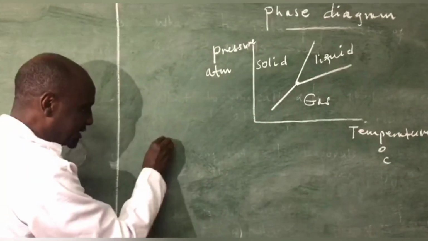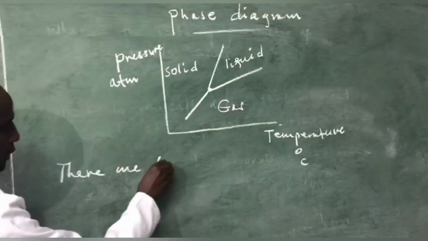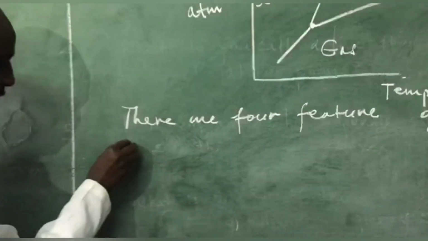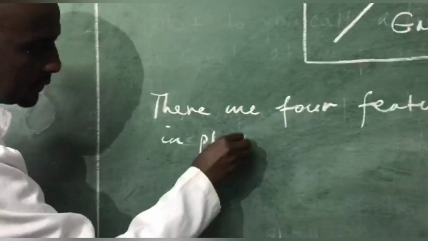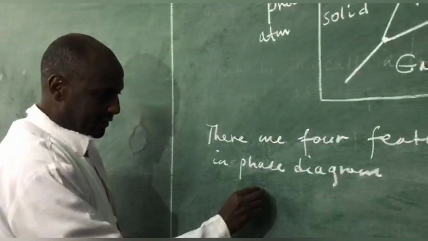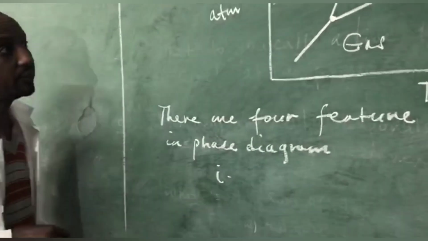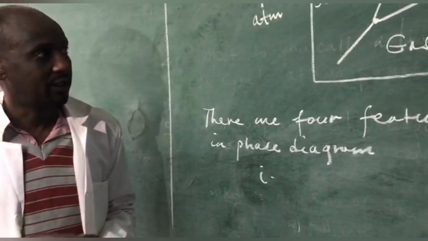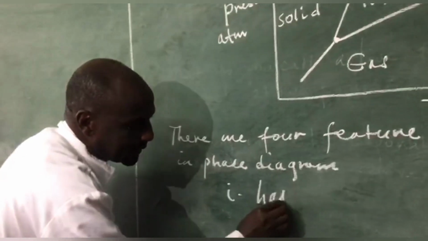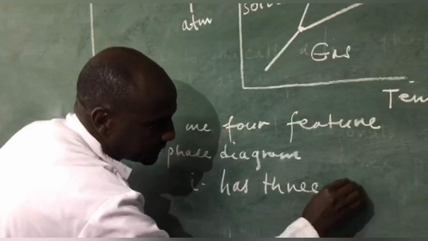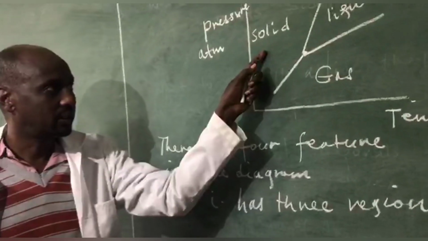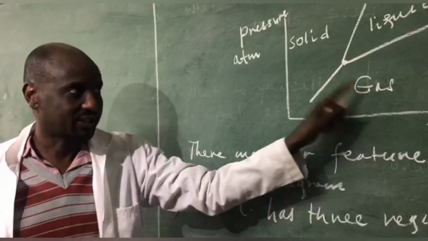There are four features in the phase diagram. The first feature of this phase diagram is the three regions. The phase diagram has three regions: the solid, the liquid, and the gas region, we call it.